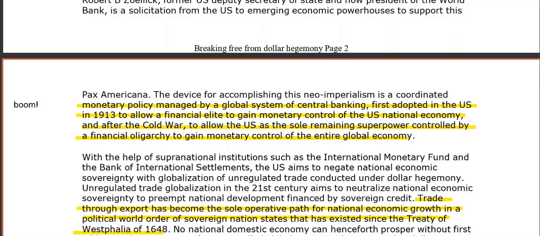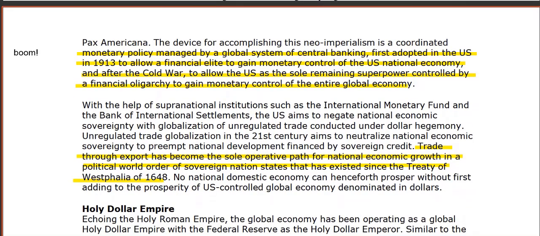With the help of a supernatural institution such as the International Monetary Fund, this is another one that was set up under Bretton Woods, okay? And look at this, and the Bank of International Settlements, which was also set up by the United States in 1931. The U.S. aims to negate national economic sovereignty with the globalization of unregulated trade conducted under dollar hegemony. Unregulated trade globalization in the 21st century aims to neutralize national economic sovereignty to preempt national development financed by sovereign debt. Trade through export has become the sole operative path for national economic growth in a political world order of sovereign nation states that has existed since the Treaty of Westphalia, 1948.